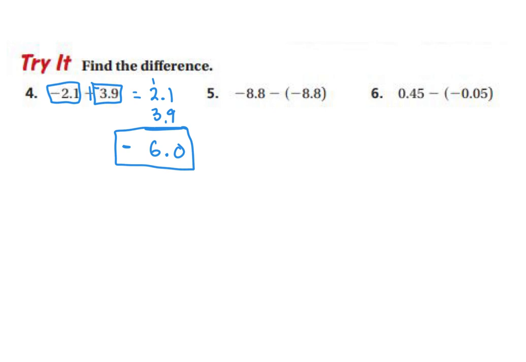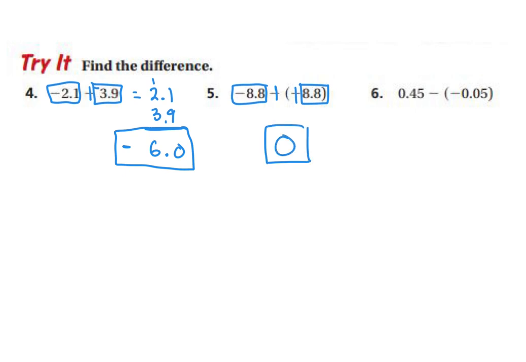For number 5, to turn it into an addition problem, I'm going to chop chop. I notice that I have different signs. However, I also notice that they're the same number. So I have negative 8.8 and I have positive 8.8. In this situation, those are opposites, so they'll cancel each other out, and I just have 0.